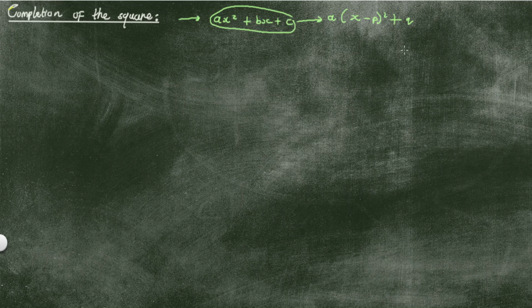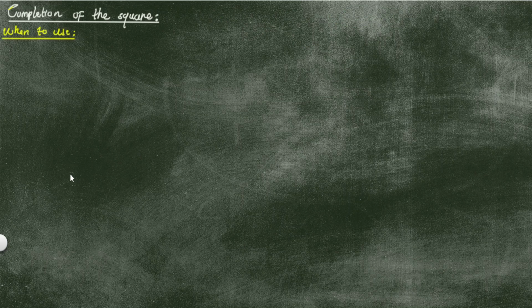But you'll see in other textbooks they use different letters. It can be h, k, something like that. But the job of completion of the square is just to rewrite a quadratic trinomial into this form, right? This completion of the square works in two areas. We use it for solving quadratic equations, right?